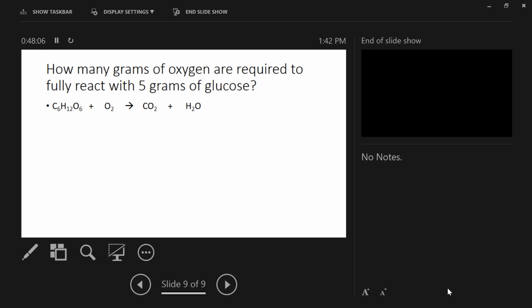If you want to react 5 grams of glucose, it's going to require you basically 5 grams of oxygen. But the molar ratios are 6 to 1. You require 6 times as many moles of oxygen as you do glucose, but because of how much more glucose weighs than oxygen, they end up being about the same amount of mass.